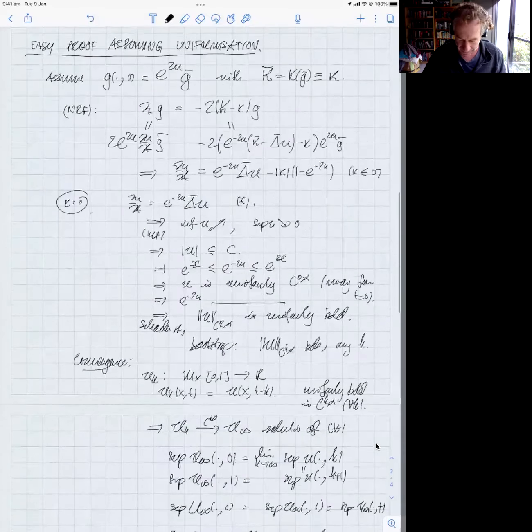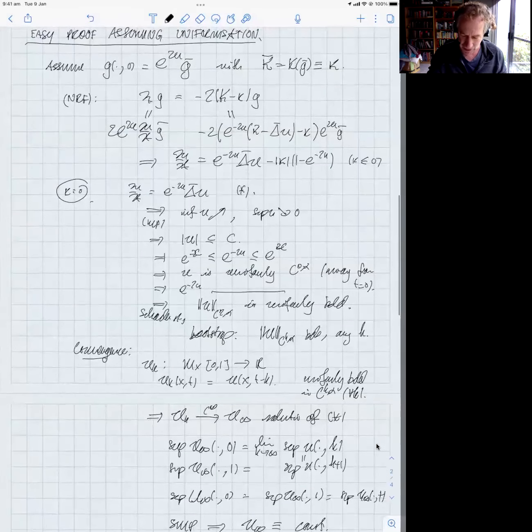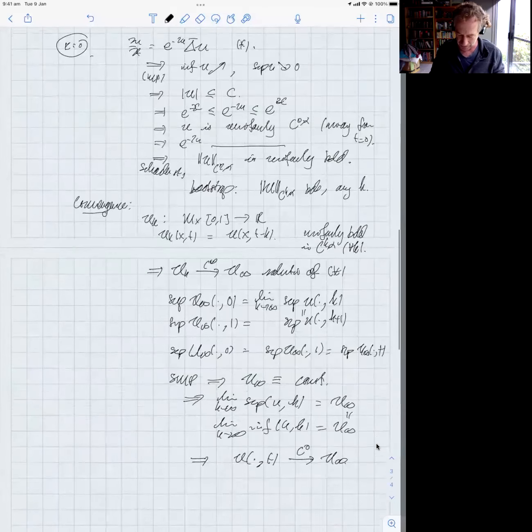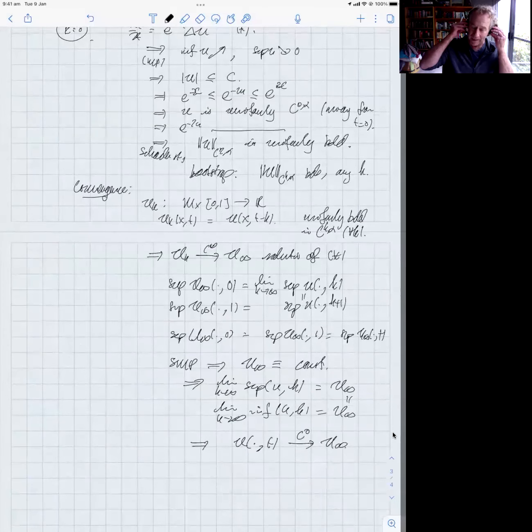And in fact, since u infinity is the solution of the equation, oh no, we don't know that in this case. So we just know that it satisfies star. All right, so it converges to a constant, that's what we can say.